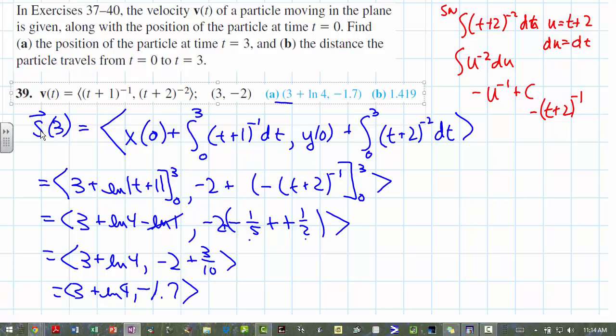And so that matches what they said the answer was. All right, so we got that part right. Okay, now we can do part B. And part B is: what is the distance traveled by that particle on that interval?